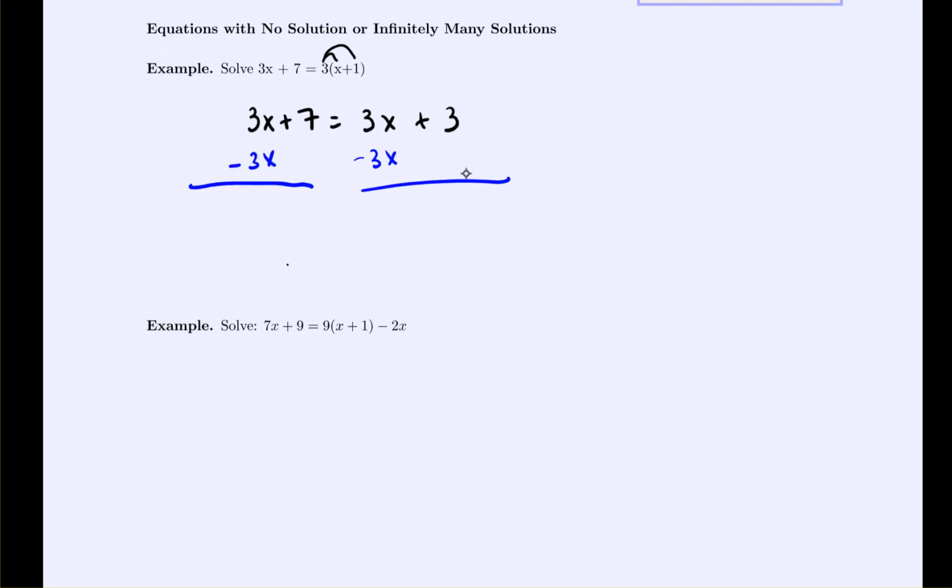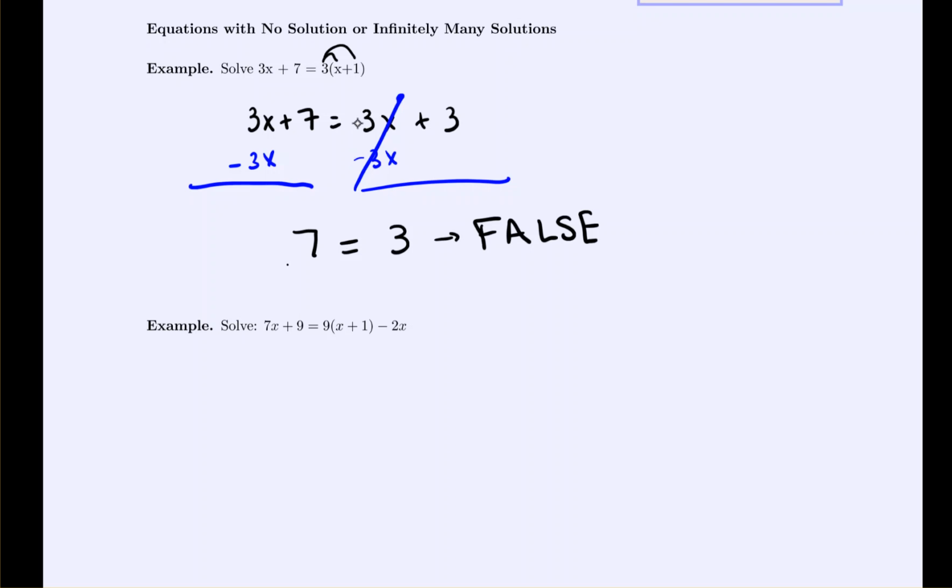Now my goal was to get rid of the x's here, but since there was the same amount of x's on the other side, 3x minus 3x would leave us with 0 x's, or 0. So we would just be left with the statement 7 equals 3. Now 7 is not equal to 3. This is a false statement. Now we haven't done anything wrong. We went through the process correctly.